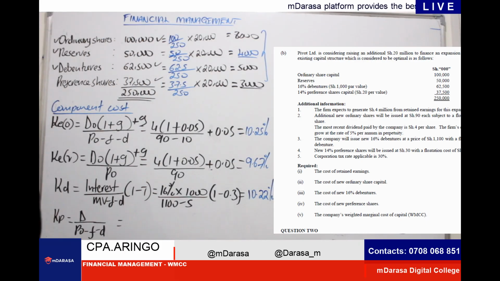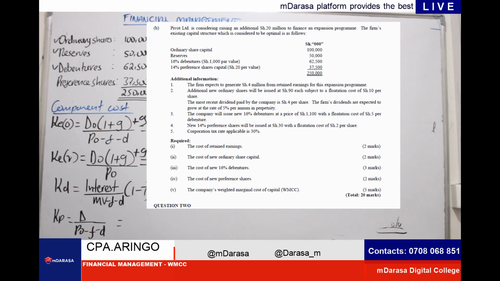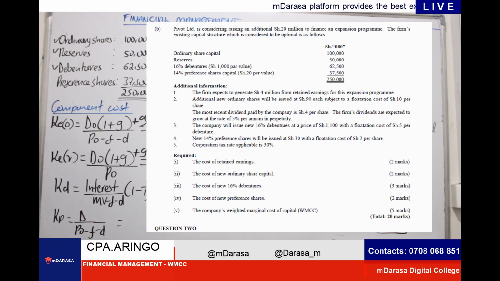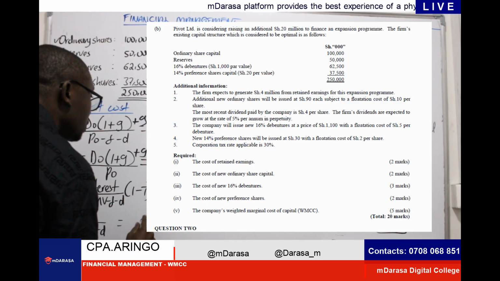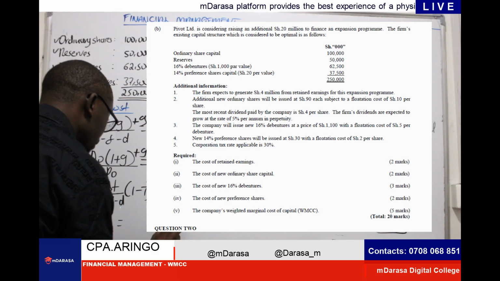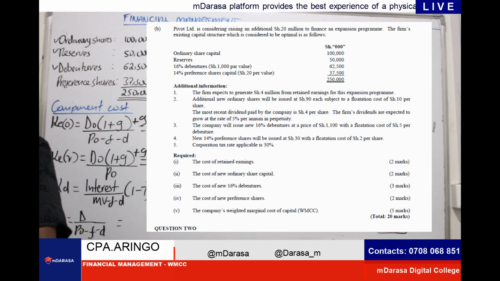We check. That will take our mind to point number, preference dividends. That is note 4. New 14% preference shares will be issued at 30 with a flotation cost of 2 per share. So similar concept, dividends being determined on the par value, where we have a 14% yield. The par value, we are given a par value of 20 per share.